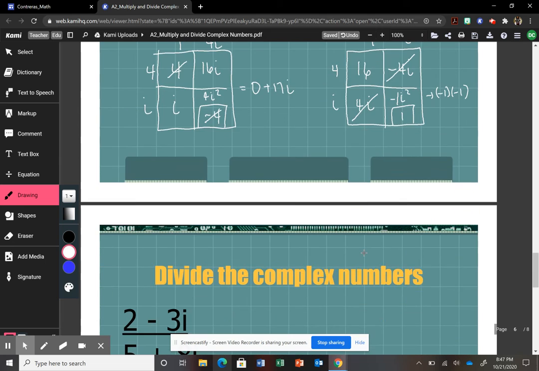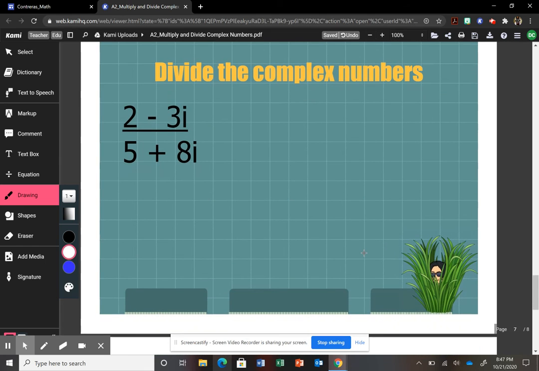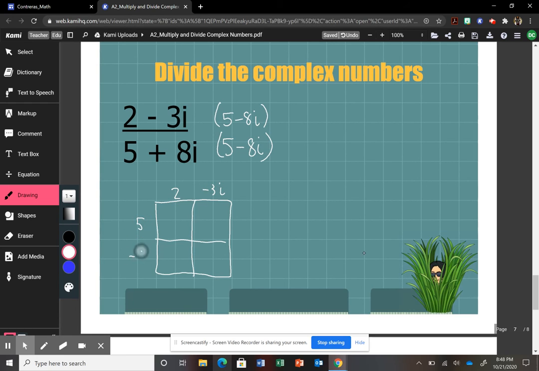All right, almost done. One more to go. Go ahead and pause this, give it a try, see what you get. Remember, it's just trying. Then come back, unpause, and see if you get what I get. Okay, so first I'm going to be multiplying by the conjugate, both top and bottom. Now I have to multiply the two terms in my numerator, which is 2 minus 3i and 5 and a negative 8i.